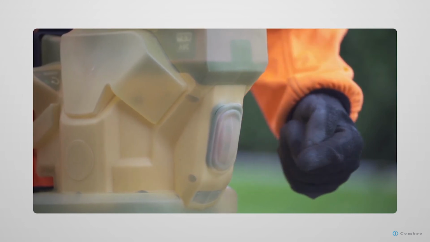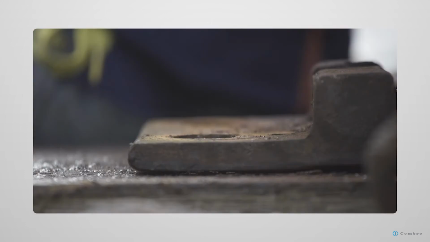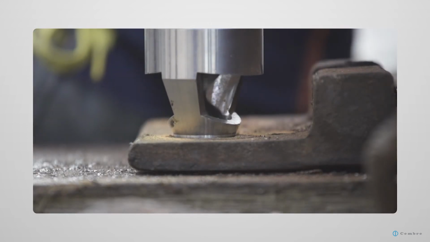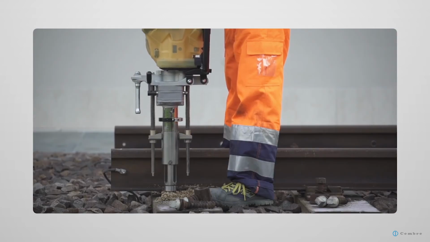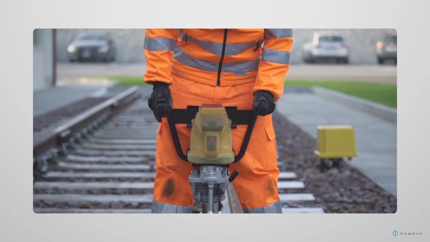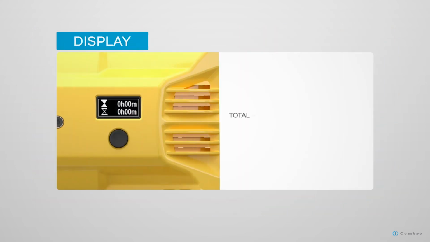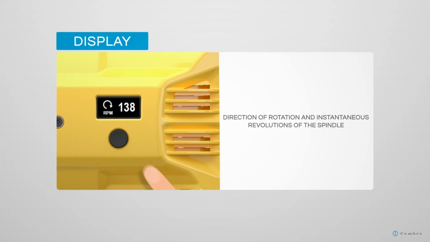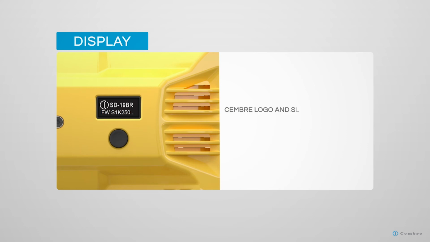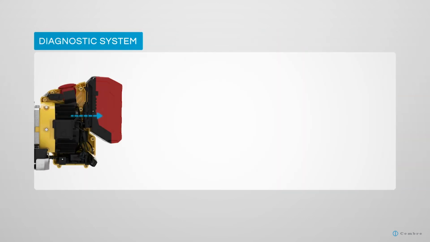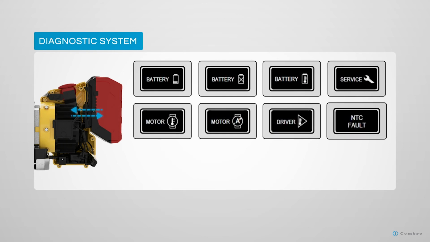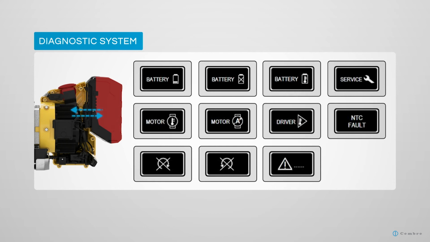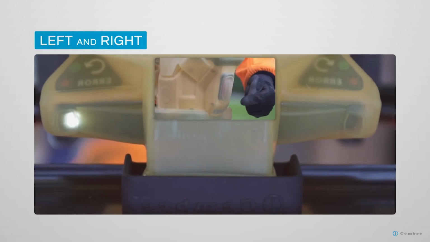Start the machine by means of the main switch and by pulling the trigger. The display will show information such as the serial number and hours worked, ideal for maintenance. The diagnostic system will assist maintenance by identifying any fault. Reverse direction is available should the auger jam.